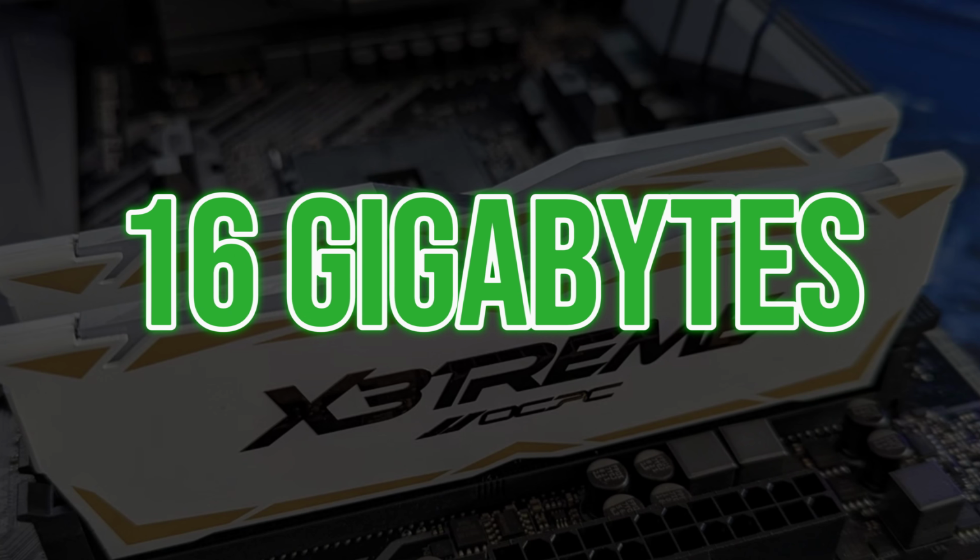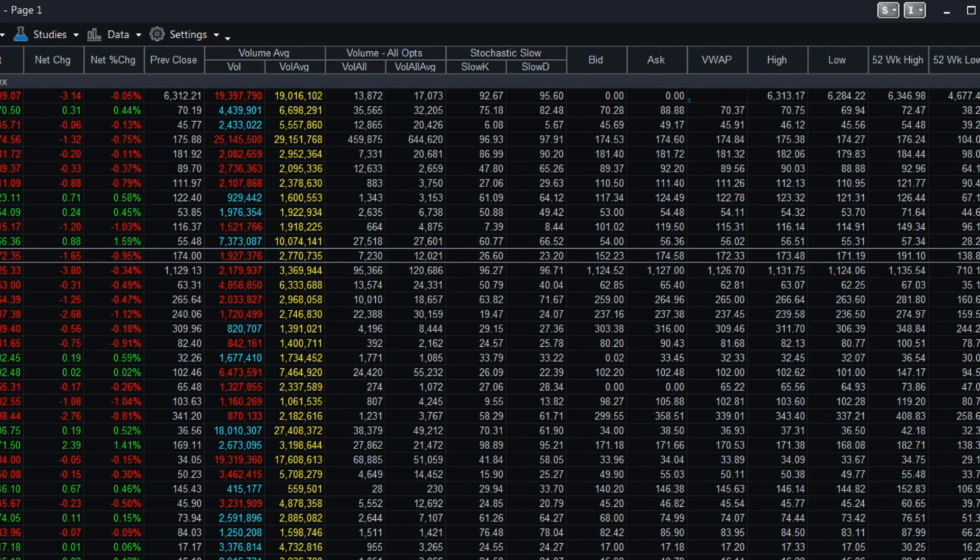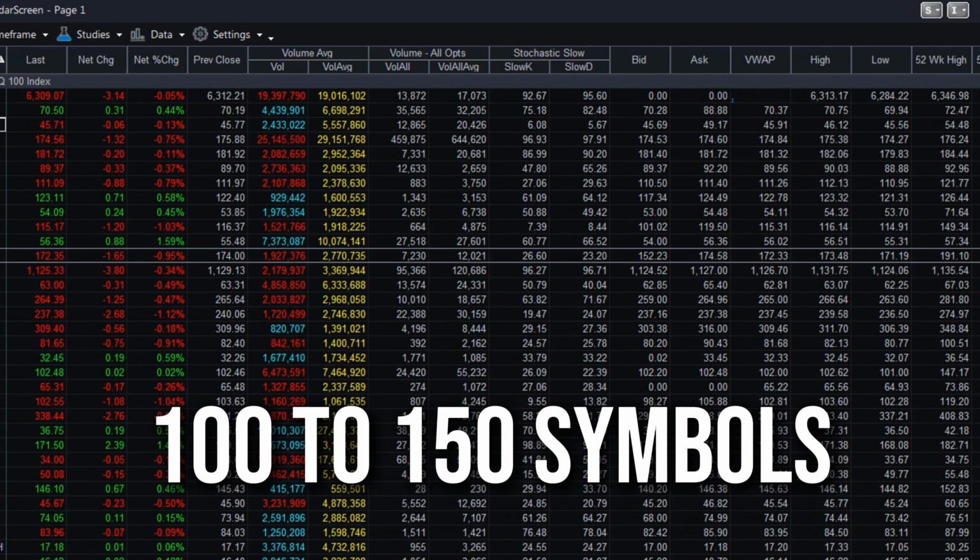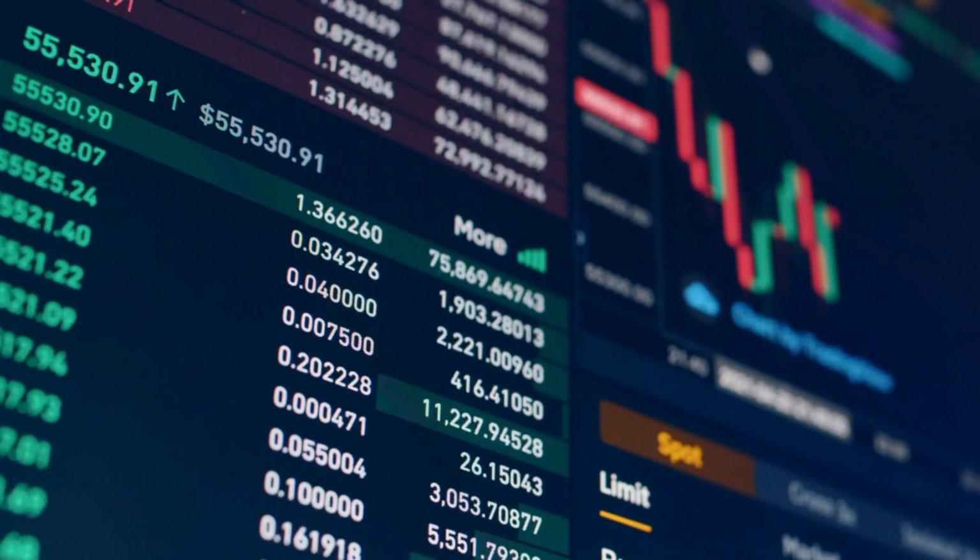So let me give you the one thing you actually came here for, the symbol to RAM matrix. Real numbers. If you've got 16 gigabytes of RAM, you're going to be comfortable somewhere between 100 to 150 symbols in RadarScreen. And that's assuming you're not running a dozen columns of technical analysis in each one. If you push past that, you'll start feeling the drag, especially when the volume spikes.